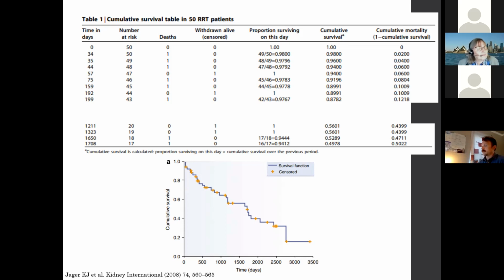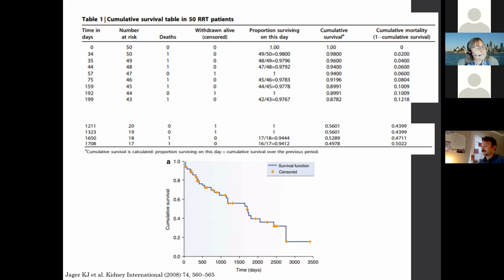Go to the next longest follow-up period, which was 35 days. At that point, there were 49 people at risk because one person had died. But then another person died on day 35. So you calculate the probability of surviving. That's 48 divided by 49, because 49 were at risk, one died, 48 left living. That's 0.976. Multiply that by 0.98, and you come up with a value of 0.96. Go to day 44, and there are 48 people at risk because 2 had died. Another person died. 47 divided by 48, and then you calculate this new cumulative survival of 0.94.